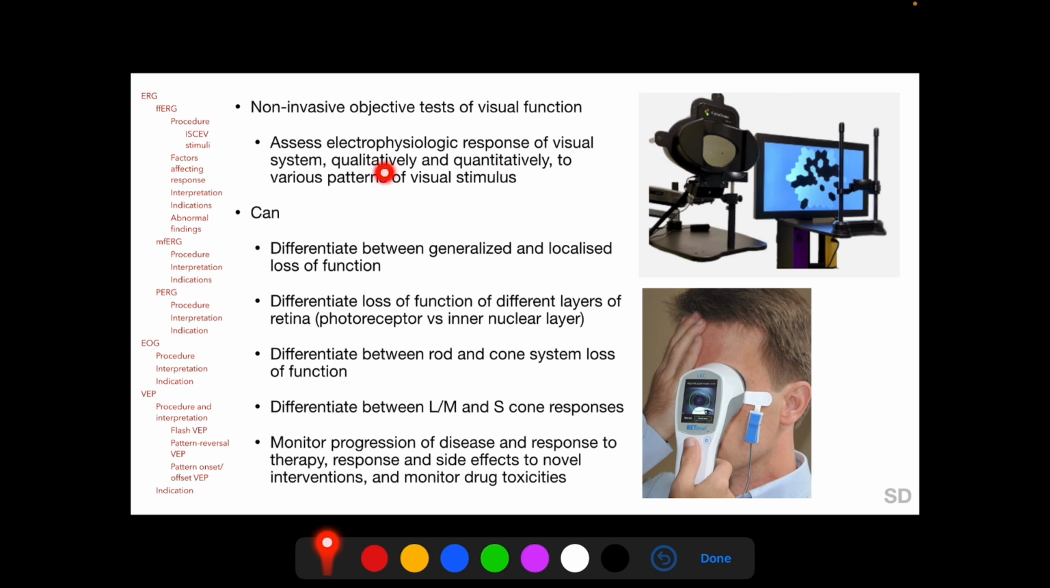Qualitatively, in the sense that the electrophysiological response can be correlated with the underlying cellular and molecular mechanisms, and quantitatively in the sense that the waveforms obtained in the electrophysiological response can be measured with respect to their amplitudes and time.